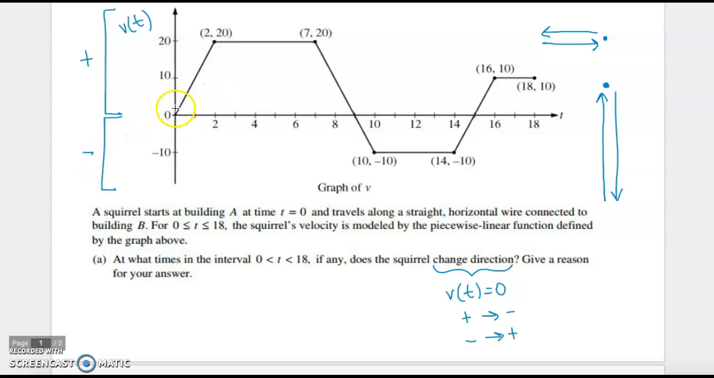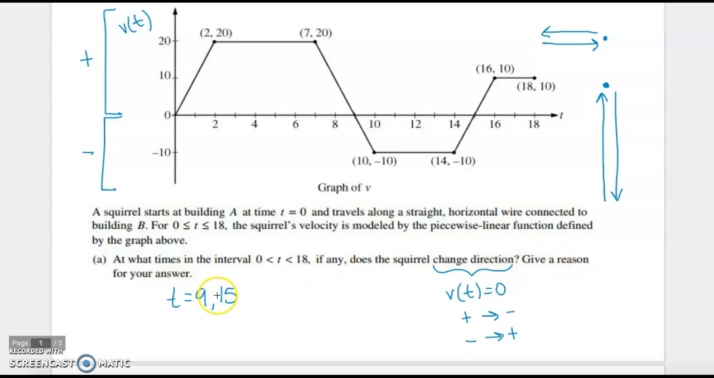And so my squirrel's velocity started off at 0 and then was positive, so your squirrel's traveling forward, forward, forward. Here it hits 0 again, and then your squirrel's velocity goes negative. So I would say at t equals 9 seconds, my squirrel changes directions, and then my squirrel's velocity is negative, negative, negative, hits 0 here, and then becomes positive, so then t equals 15.